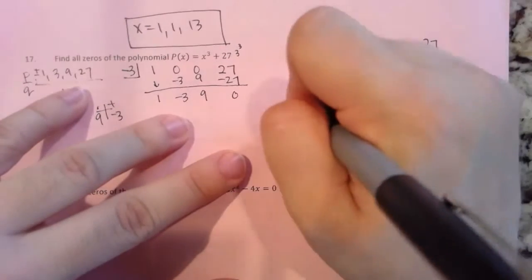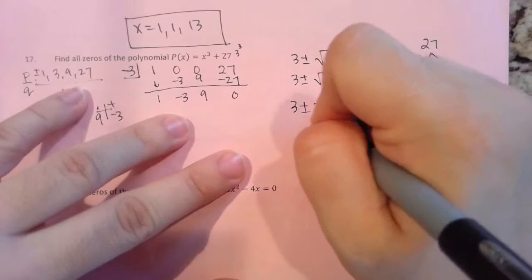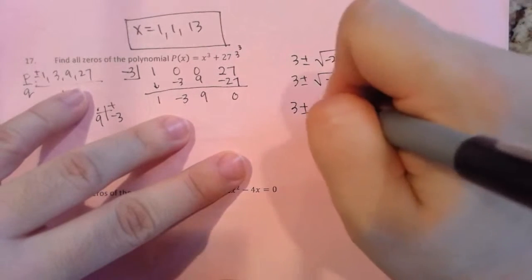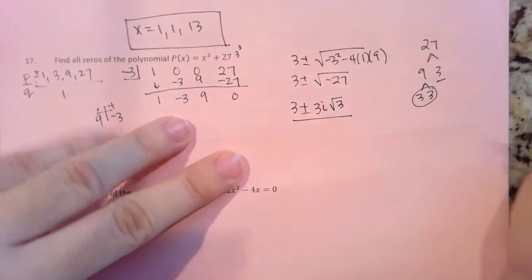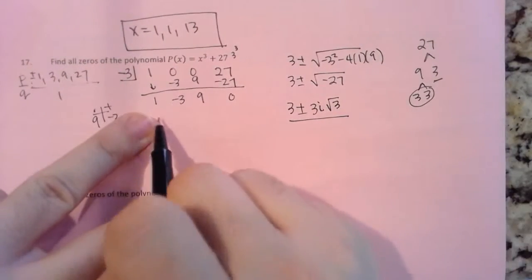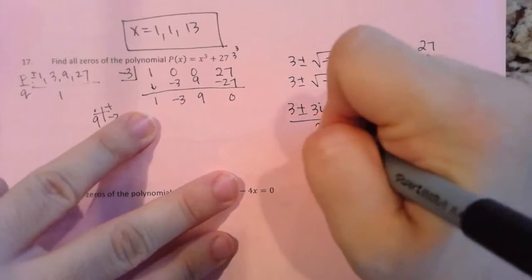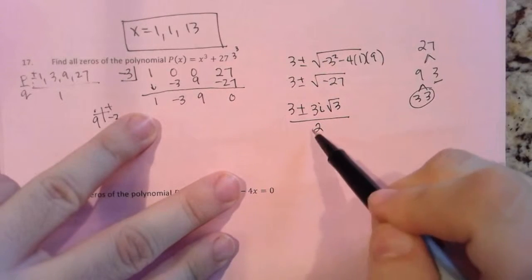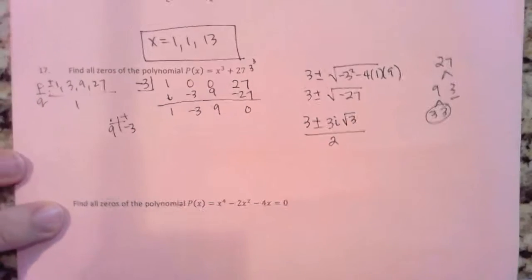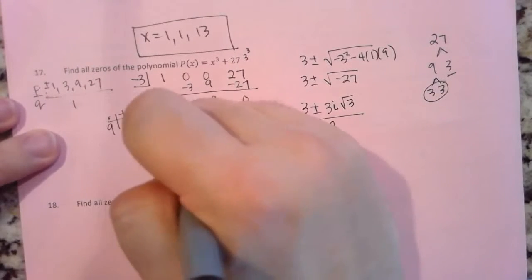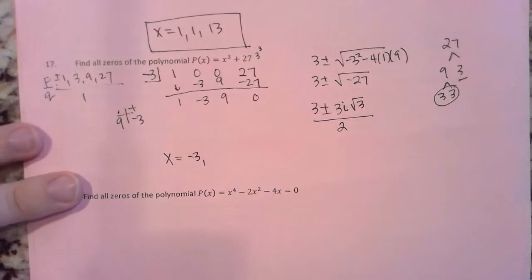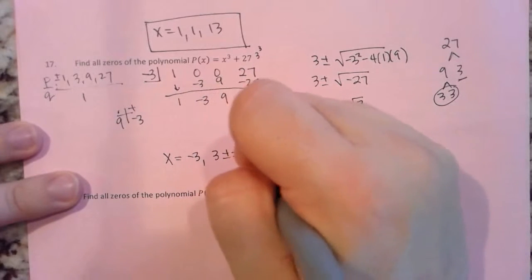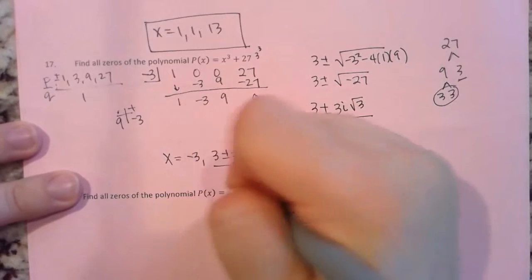So 3 plus or minus, the 3's come out, the negative comes out, the loner stays in, all over 2a. Well, a was 1, so all over 2. Does anything cancel? If that was a 3, then I'd have canceling going on, but it's not. So my final answers are x equals negative 3 from the synthetic division, and then 3 plus or minus 3i square root 3 all over 2.